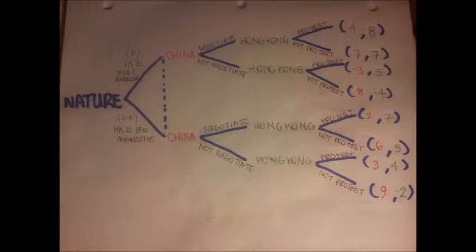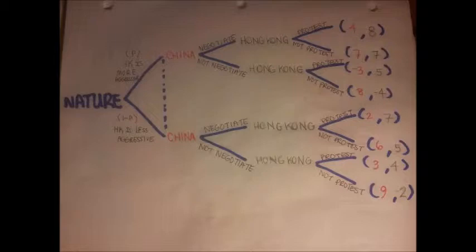The second tree is nature deciding that the protests are not aggressive. We see that if China negotiates and Hong Kong protests, China gets 2 and Hong Kong gets 7. Because if China negotiates, they have to compromise, but the Hong Kong protests are more influential, as they would be if nature decided aggression.